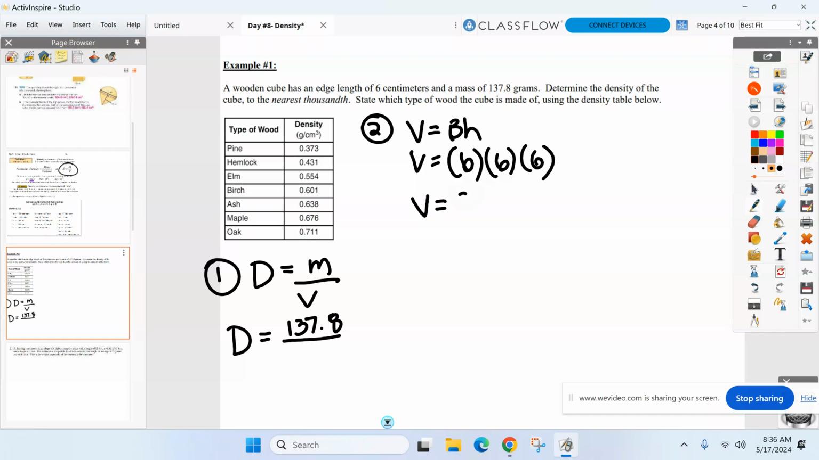And we're finding the volume is 216 centimeters cubed. All right. We go back down to our density formula. That's the volume. Plug it in, 216. And now we calculate the density, rounded to the nearest thousandth on this one. So that would be 3 numbers after the decimal. Look at the 4th if you have to round or not.